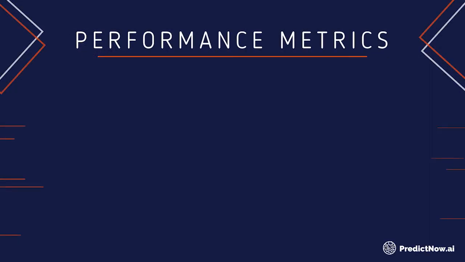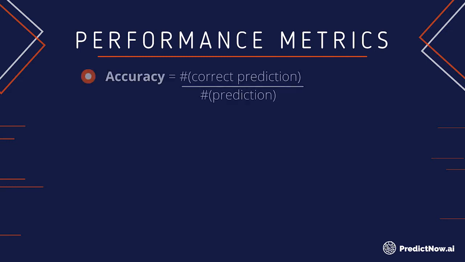So the last part of the course will be about performance metrics, because we provide all these performances to you. What do they mean? Accuracy, F1 score, and AUC are the three major performance metrics. Well, accuracy is something that everybody can easily understand.